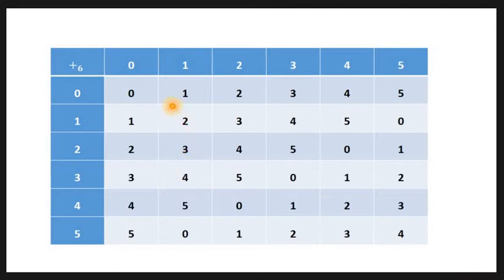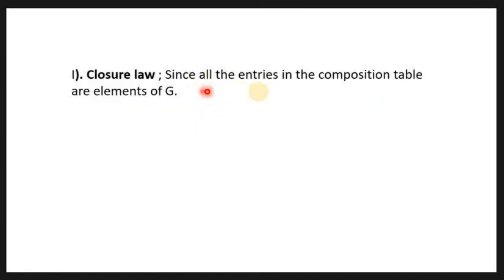The elements of the table are the elements of G. See, the set G contains 0, 1, 2, 3, 4, 5 elements. Since all the entries in the composition table are the elements of G, therefore G is closed with respect to addition modulo 6. The next property, associative law.